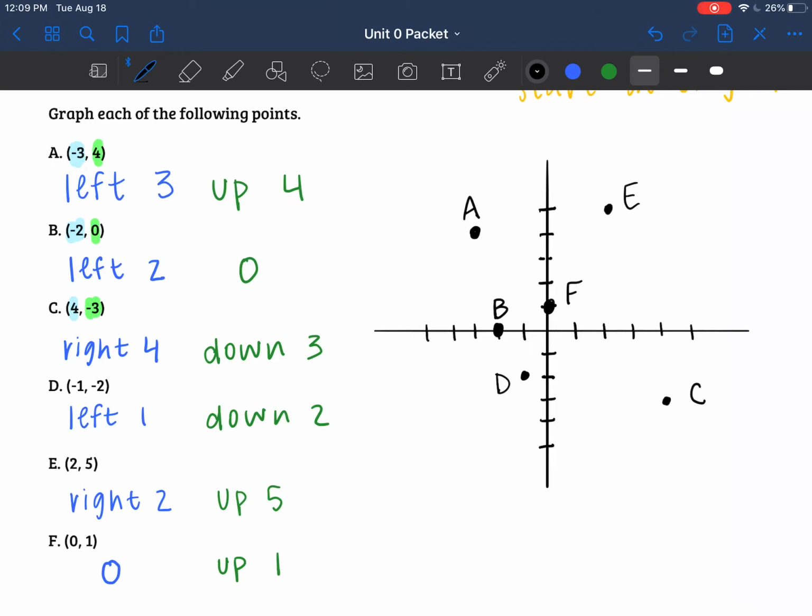So hopefully this was a quick little review of graphing. This is a skill that we're going to use pretty much all year, or all semester if you're in a semester class. So make sure if you have questions about it, you ask your teacher during a live session. But thank you for watching.